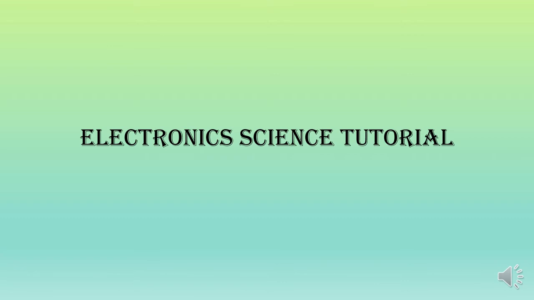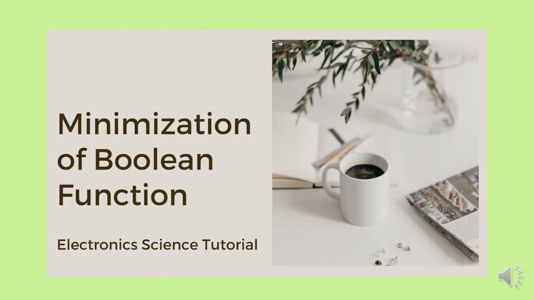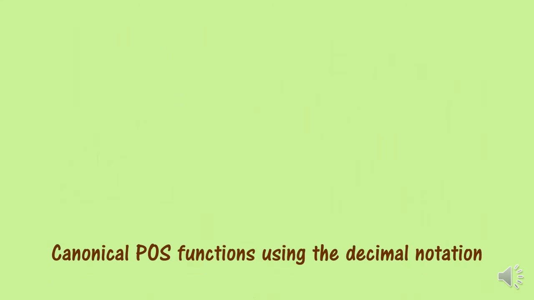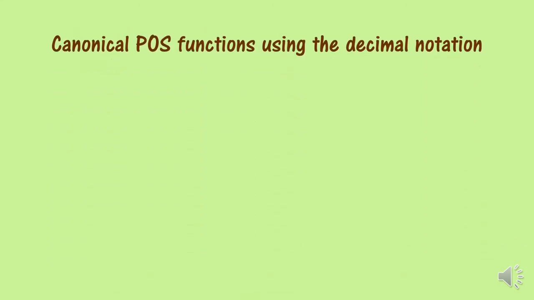So let's get started. In today's class, we talk about the minimization technique of Boolean function or Boolean expression. So, what is canonical POS function and how is it represented by decimal notation? We talk about this topic in this slide.